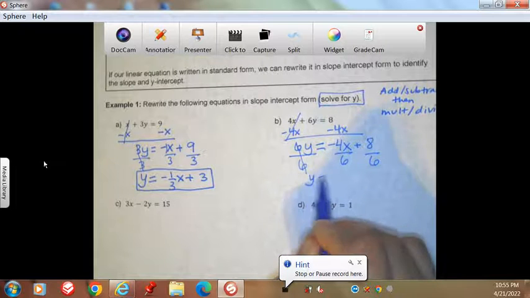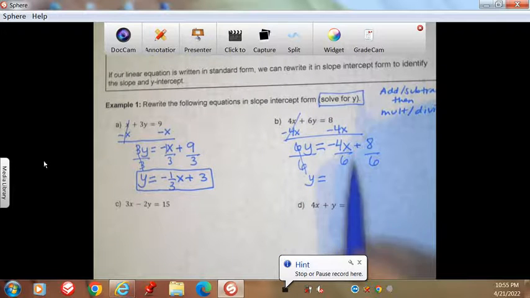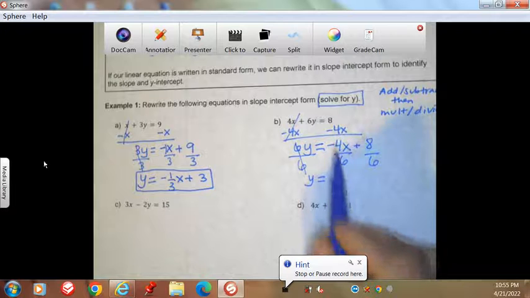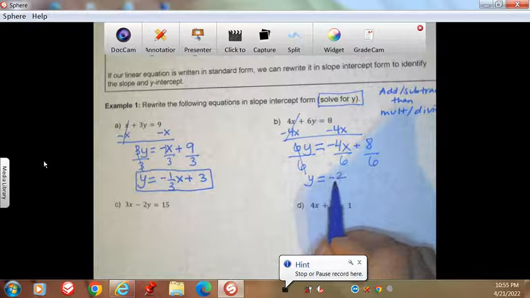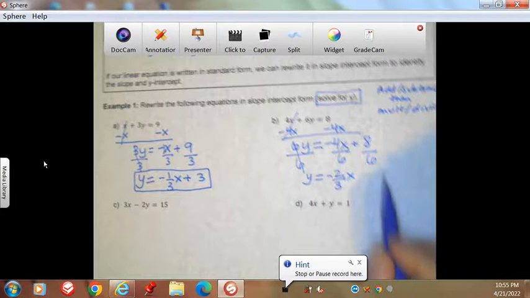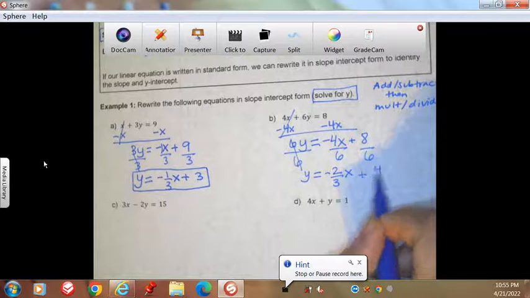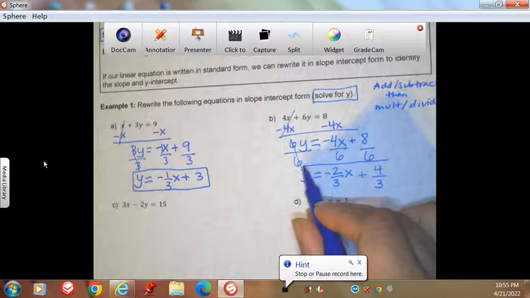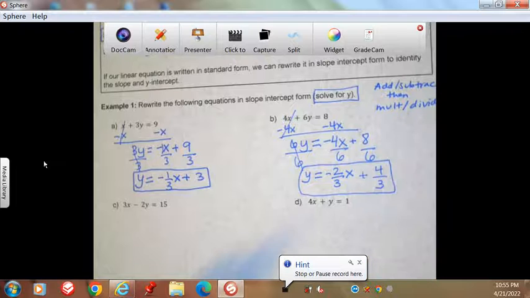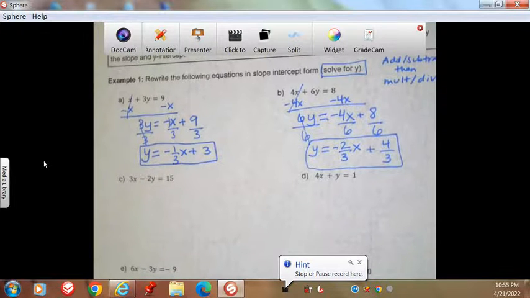And then negative 4 over 6, you can use your calculator to reduce that, but it is negative 2/3 x. Same with 8 over 6, that can reduce as well. That becomes 4 over 3. So this is the final answer. I know it looks kind of crazy with the fractions, but that's how you would leave your final answer. y equals negative 2/3 x plus 4/3.